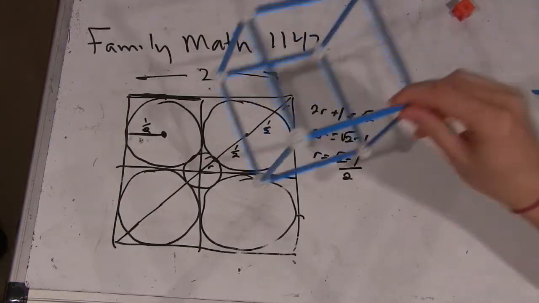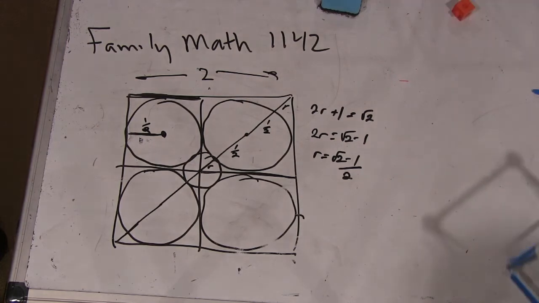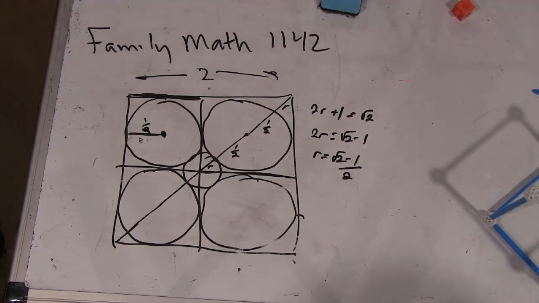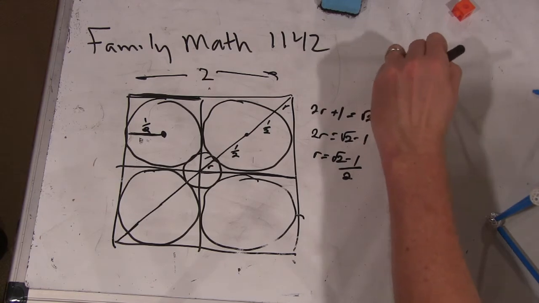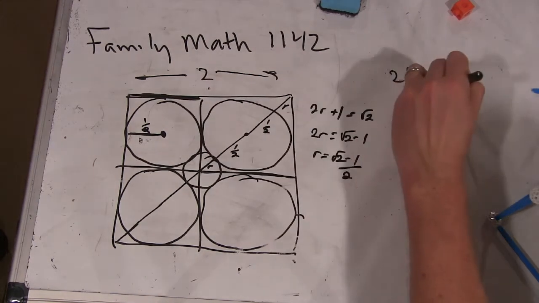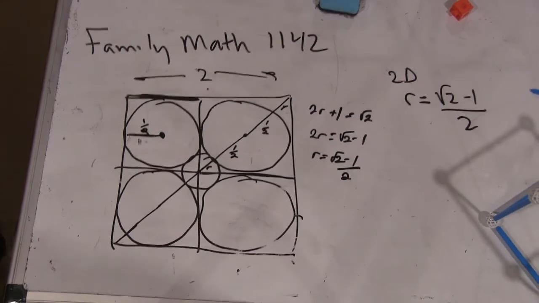Alright, so what's different if we start with a cube whose side length is 2? Well, here I'm just going to write down your... so, for 2-dimension, 2D, R was root 2 minus 1 over 2. Minus 1 over 2. Okay. Does that stay on screen?